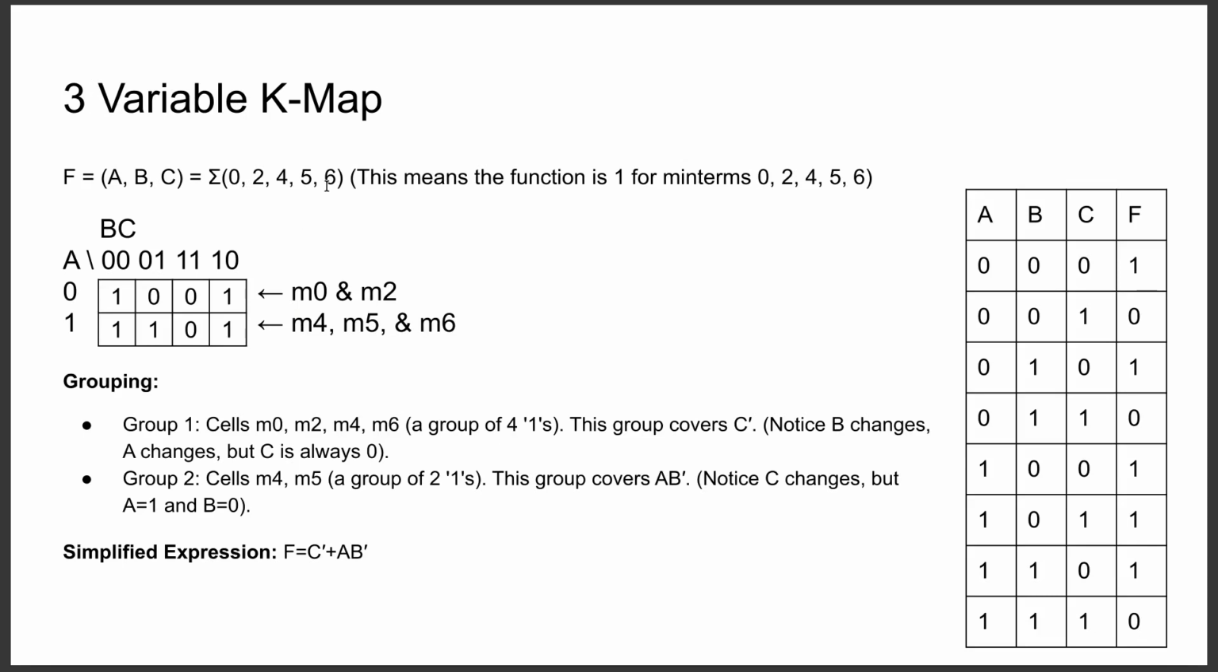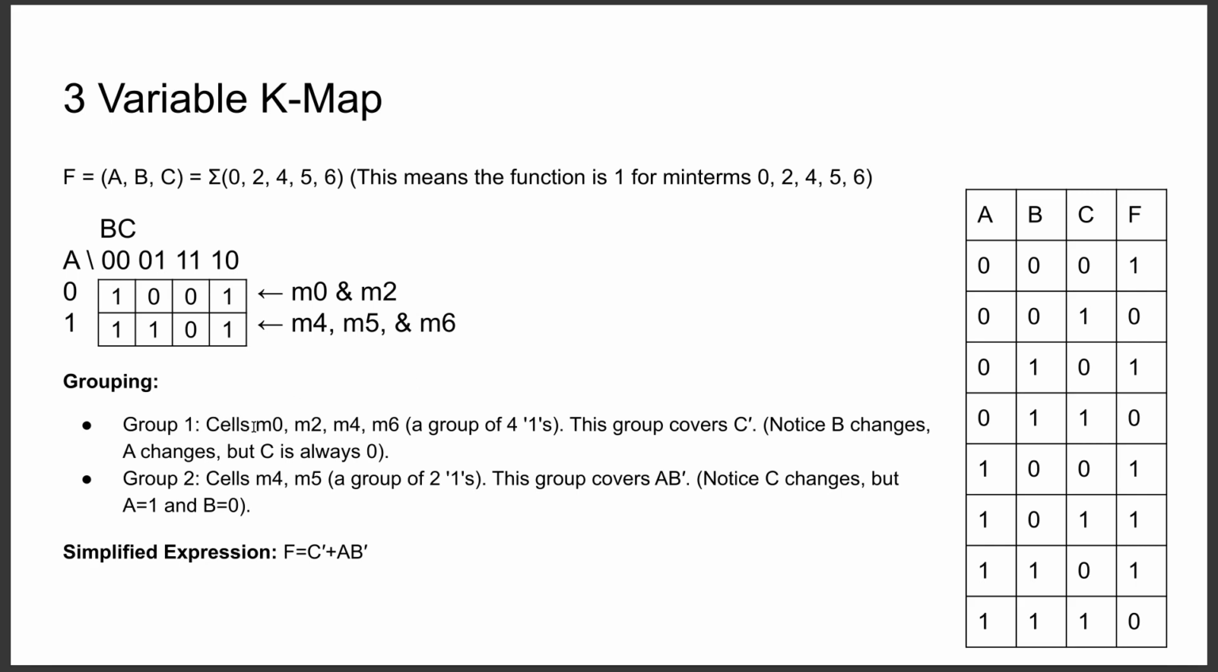So, a three variable K-map example for the function F of A, B, C, which is the sum of minterms 0, 2, 4, 5, and 6, which means it's 1 for 0, 2, 4, 5, and 6. So we can see the truth table over here, where it's true for the minterms of 0, 2, 4, 5, and 6. So we construct our K-map, A over here and BC over here, with the corresponding minterms M0 and M2, M4, M5, and M6.